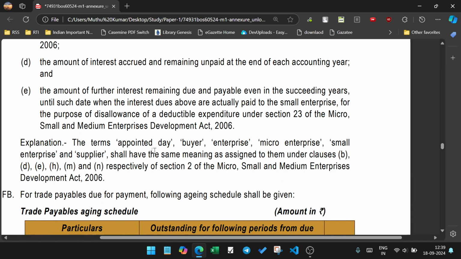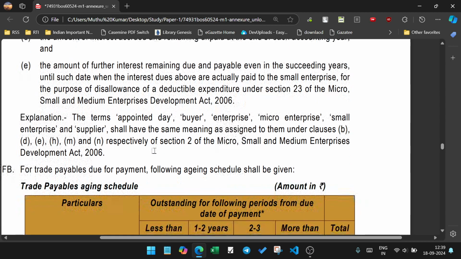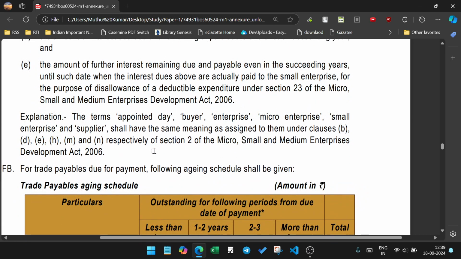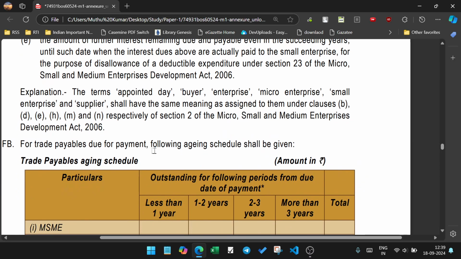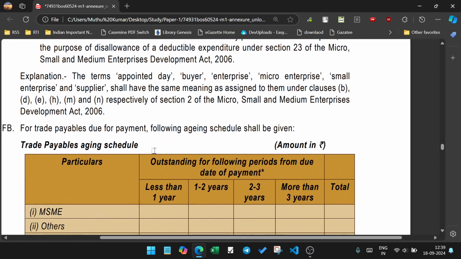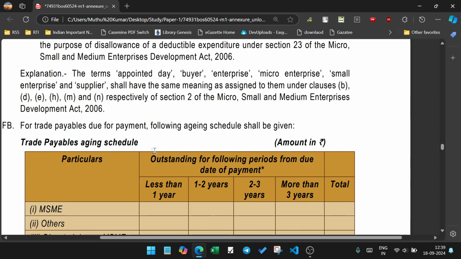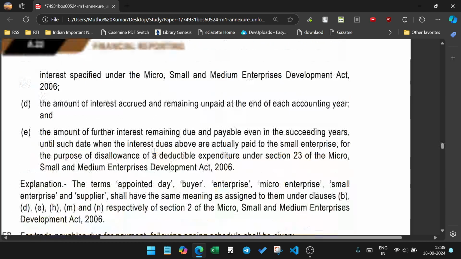Until such date when the interest dues are actually paid to the small enterprises, for the purpose of disallowance as a deductible expenditure under Section 23 of the Micro, Small and Medium Enterprises Development Act 2006. Explanation: the terms appointed date, buyer, micro enterprises and small enterprises shall have the meanings assigned to them in the Act.